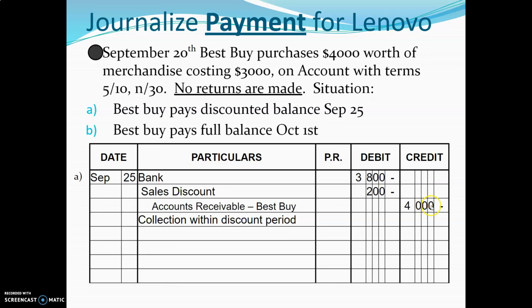That's as a credit. Now, the second situation is that they end up having to pay it after this discount period, and there's no discount. That's actually pretty simple. And that's because we just do straight bank 4,000, and we get rid of the accounts receivable by crediting it 4,000. So situation 2, 4,000, 4,000. No need to worry about sales discounts in this case.